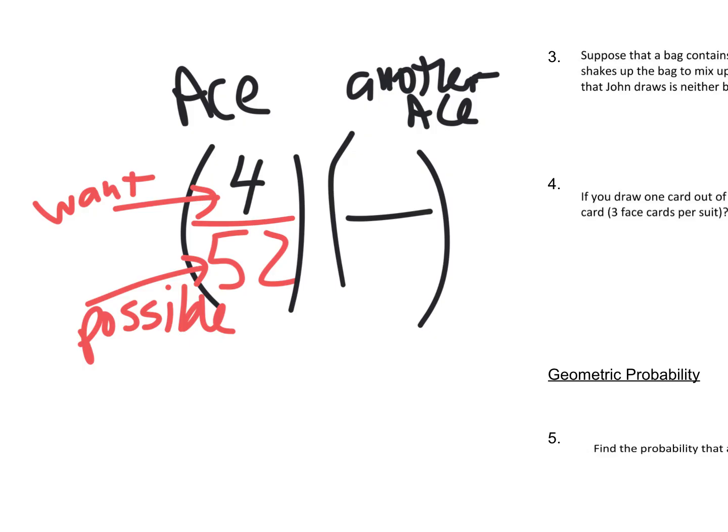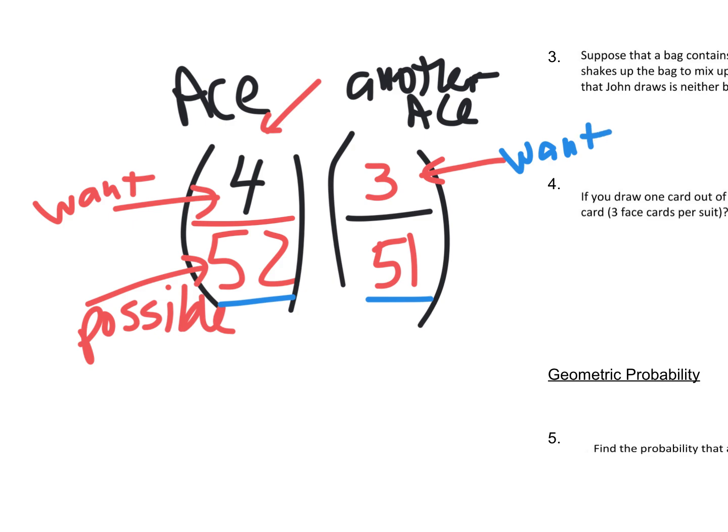To get another ace, Hunter Comp, what do you say for this spot? 3, because we already got an ace back here. So there's less aces in there. Times 51, or out of 51, very good, because we already took a card out, so there isn't 52 left in the deck. Now there's only 51 that are possible. So once again, this is what I want, which is the 3 aces that are left out of what's possible.